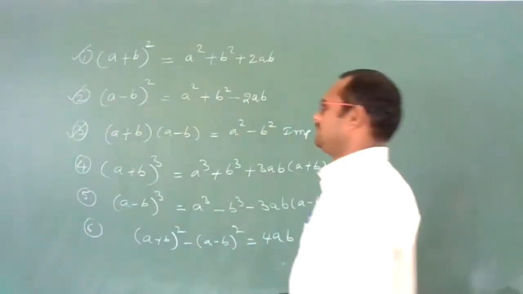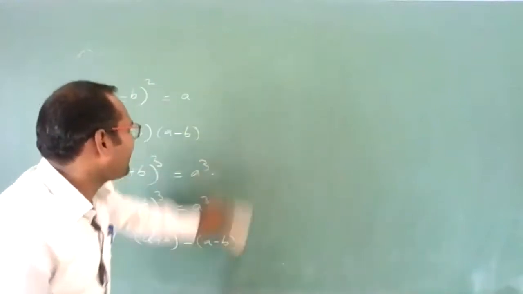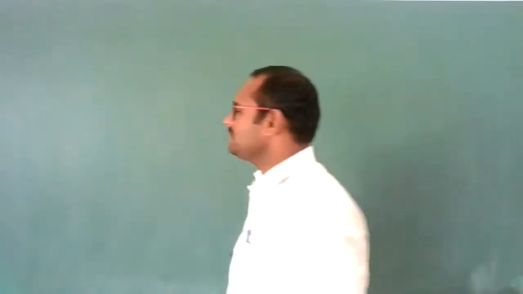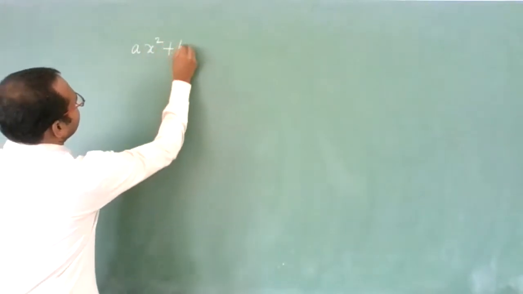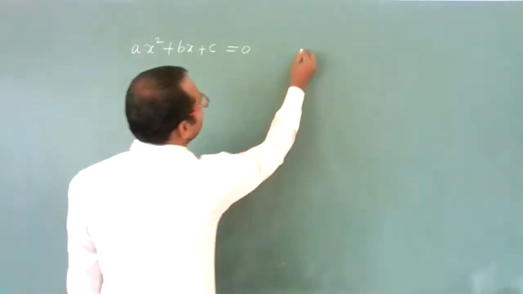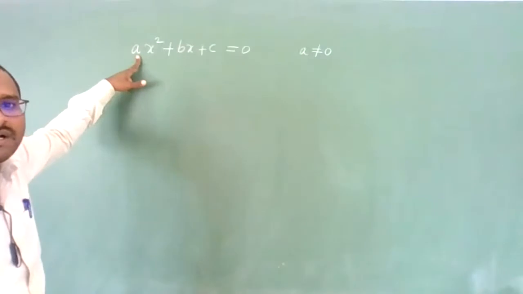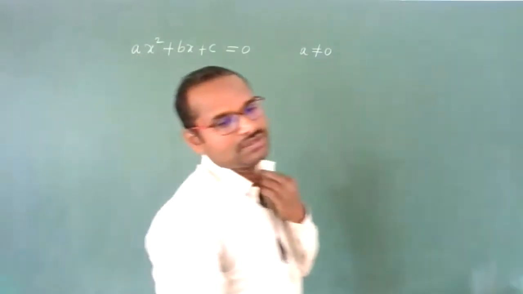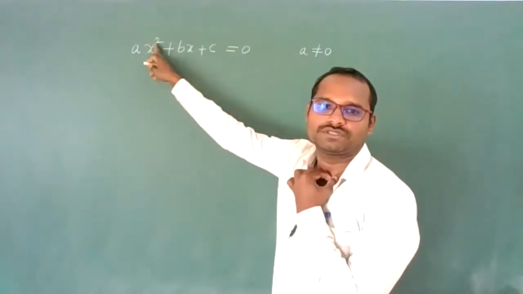Next, let us move on to quadratic equation. Any equation which is in the form of ax square plus bx plus c is equal to 0. Here a should not be equal to 0. This equation represents a second order equation, the quadratic equation.